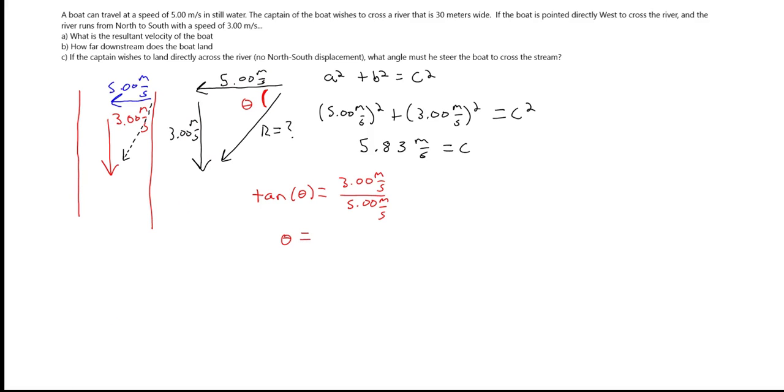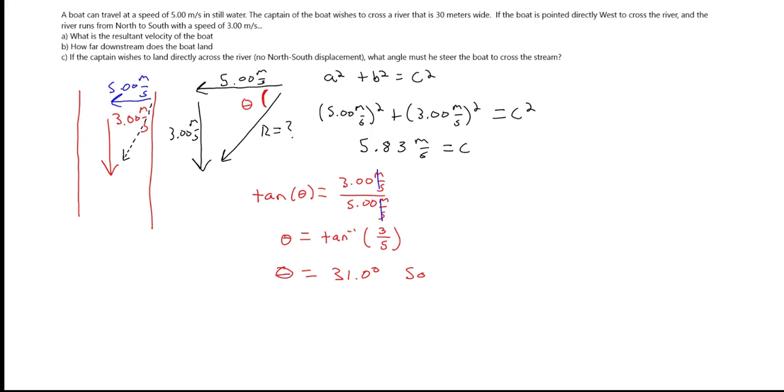So I plug in my values. I use my inverse tan function. So I'm going to say theta is now tan negative 1 of 3 over 5. And I got rid of the meters per second. We can see that they canceled right out, so I don't need to include them in my tangent function. And what I'm going to find is the angle is 31.0 degrees.